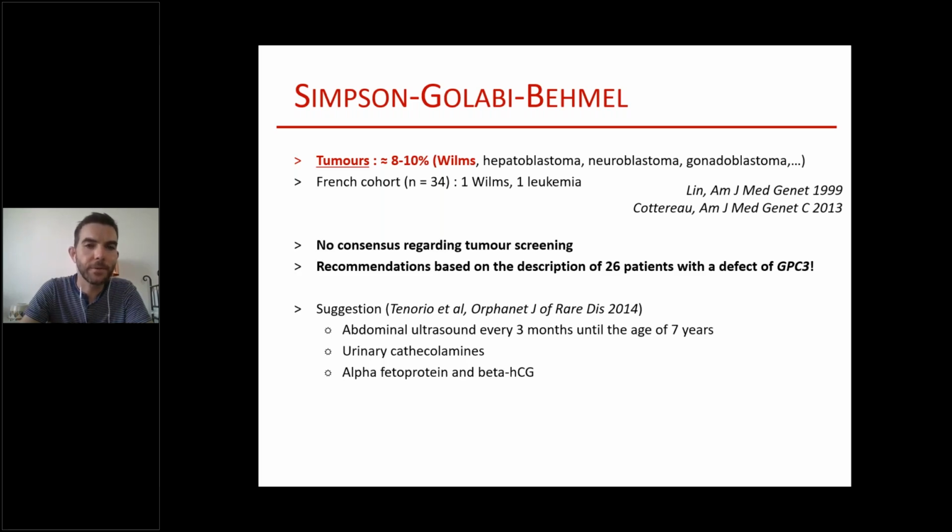It has been suggested for those patients that they should be screened with abdominal ultrasound on a protocol quite close to the protocol proposed for BWS. And one author from Spain also suggested adding urinary catecholamines because of the description of neuroblastoma, and screening for alpha-fetoprotein or beta-HCG because of the risk of hepatoblastoma or gonadoblastoma. But again, I repeat, there is no consensus nowadays regarding tumor screening in this subpopulation.